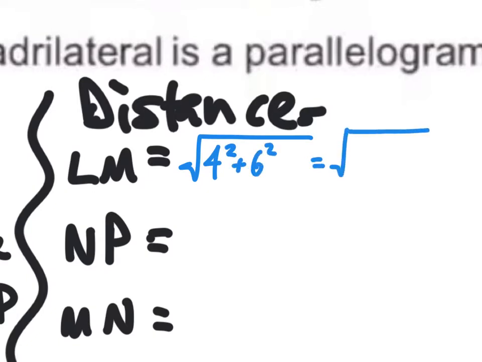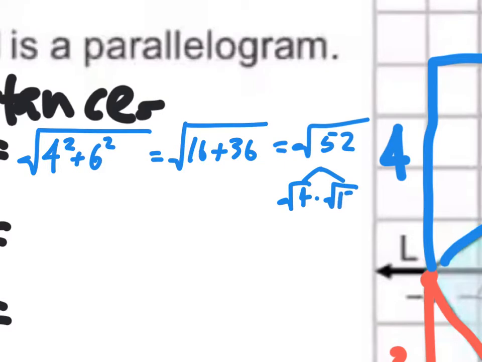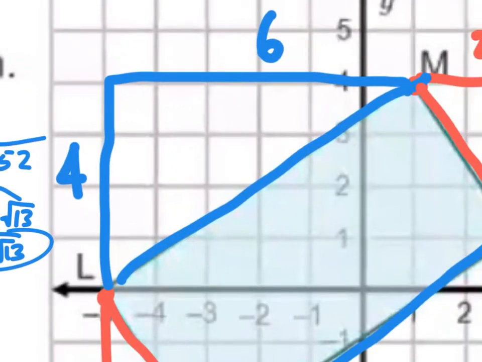And that's going to give me 16 plus 36, which is then going to be the square root of 52. And a perfect square that comes out of 52 is going to be 4 and 13. So the square root of 4 times the square root of 13. And this is going to be 2 times the square root of 13. So that's the length of LM, is 2 times the square root of 13.